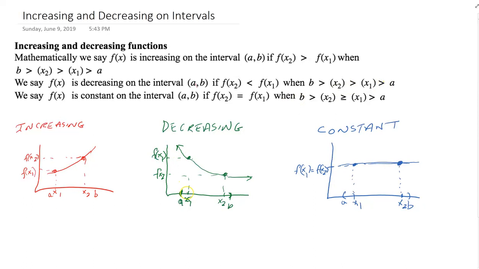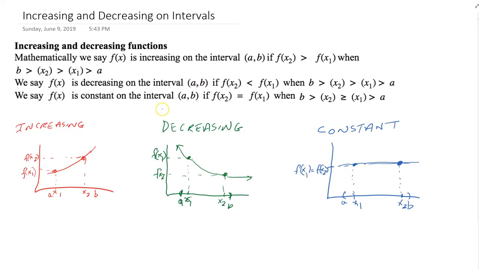In this diagram, we have the interval AB, where x sub 1 is less than x sub 2. F of x sub 1 is bigger than f of x sub 2 when x sub 2 is bigger than x sub 1. So in this case, we have a decreasing function.